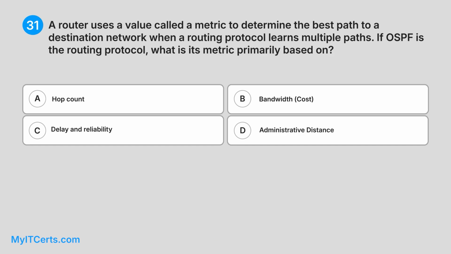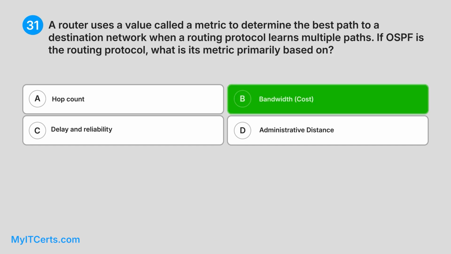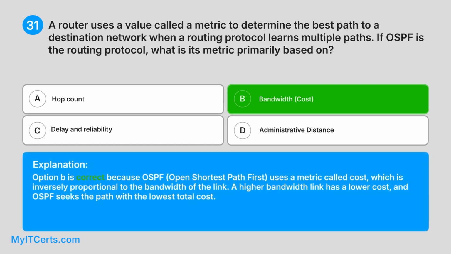Correct answer, B, bandwidth, cost. Explanation. Option B is correct because OSPF, open shortest path first, uses a metric called cost, which is inversely proportional to the bandwidth of the link. A higher bandwidth link has a lower cost, and OSPF seeks the path with the lowest total cost.